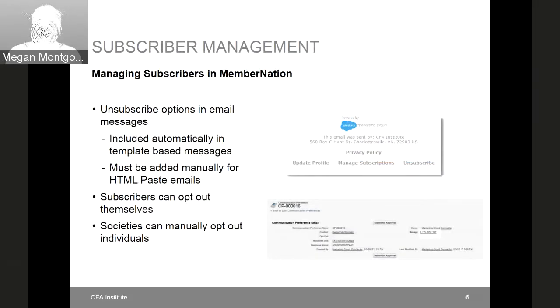And then the next thing I wanted to talk about is subscriber management. Any of the messages, as I was saying, that come out based on a template are going to automatically have opt-out information at the bottom of the message. You can see what the unsubscribe information looks like here. The individual receiving the message would be able to click on the unsubscribe button and proceed through opting out of your messages. If you're working with an HTML paste email, then there's some code that can be provided so that you can include that unsubscribe information in that HTML code.